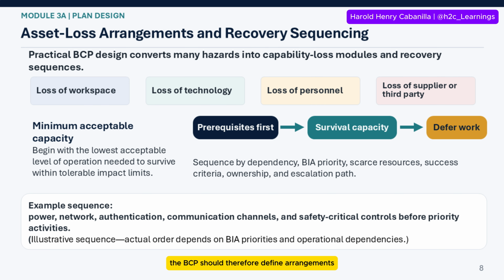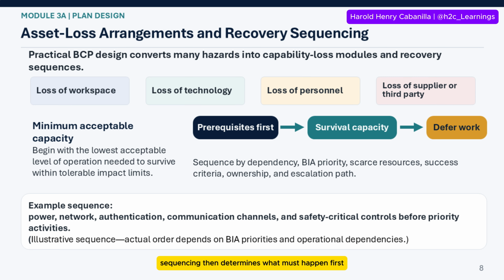The BCP should therefore define arrangements for common capability losses. The baseline identifies modules such as loss of workspace, loss of technology, loss of personnel, and loss of supplier or third party. Each module should connect to minimum acceptable capacity and recovery sequencing. Minimum acceptable capacity means the lowest acceptable level of operation needed to survive within tolerable impact limits. It is not full restoration, it is the first viable level of continuity.